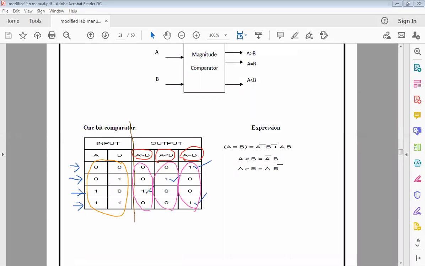Now directly for A is greater than B, I can get this equation. Yes or no? Because A is high and B is low, it will be A B bar. Any confusion?